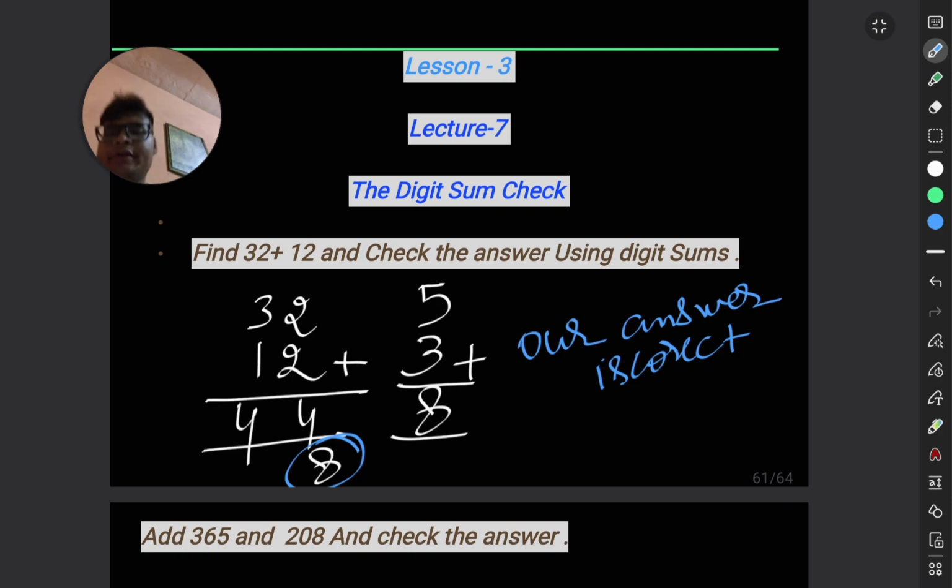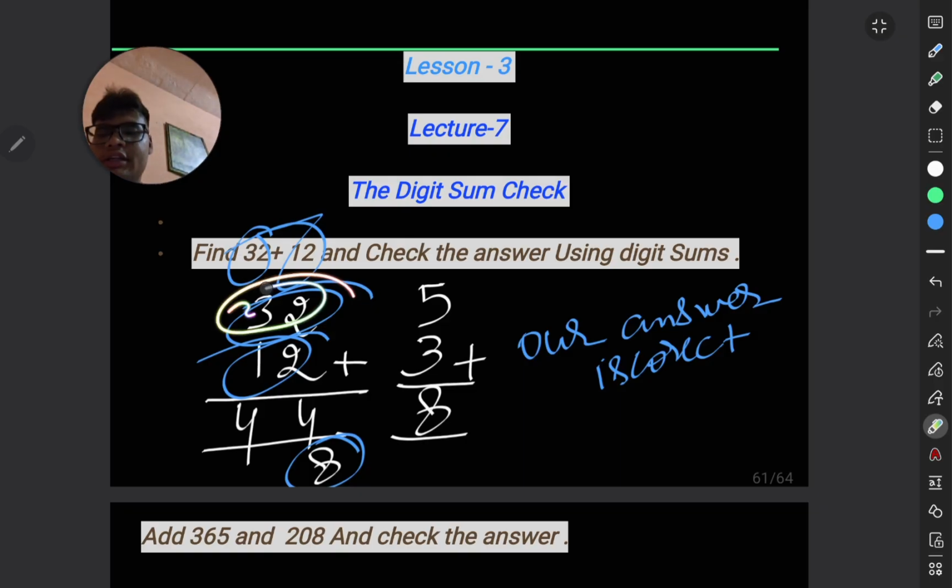Now I think you understand the method. We have two numbers. We add these two numbers and we get an answer. How will we check in a short time whether this answer is correct or not?